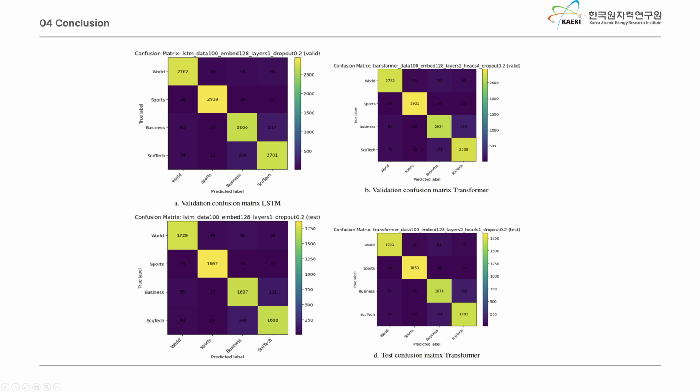This observation is confirmed by the confusion matrices. Both models perform exceptionally well on distinct classes like sports. However, the vast majority of misclassifications for both models occurs right at the border of business and sci-tech.